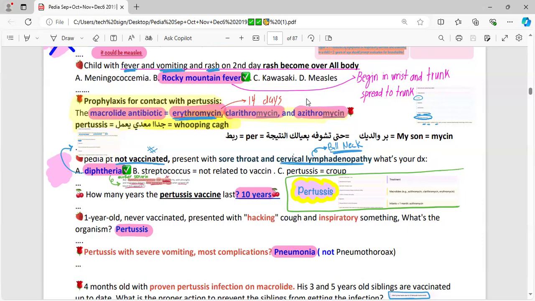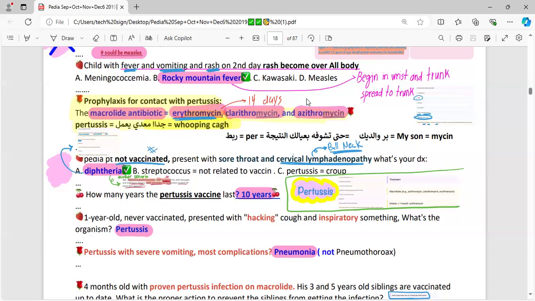रॉकी माउंटेन स्पॉटेड फीवर इज ड्यू टू बैक्टीरिया. कौन सा बैक्टीरिया होता है? शाबाश. विच इज स्प्रेड बाय द टिक बाइट. टिक बाइट से होता है ना. रिकेट्सियल. रिकेट्सियल कहते थे ना हम. रॉकी माउंटेन स्पॉटेड फीवर का नाम भी यही है, रिकेट्सियोसिस. सो रिकेट्सिया बैक्टीरिया होता है. यस. व्हाट इज द प्रेजेंटेशन?